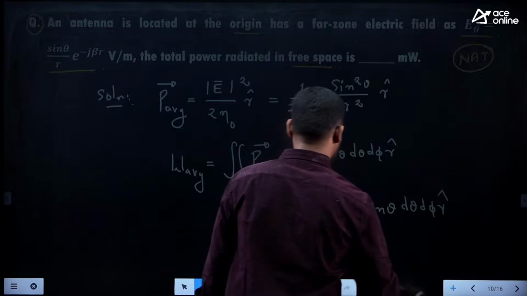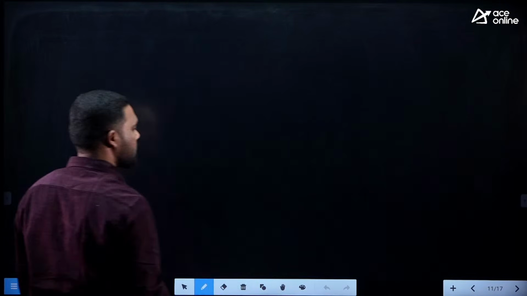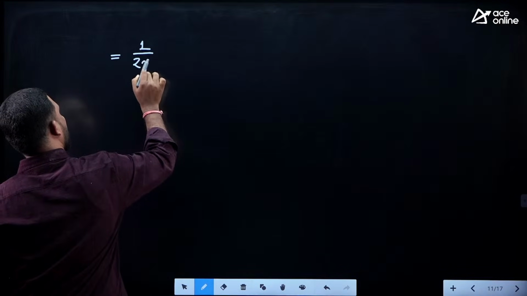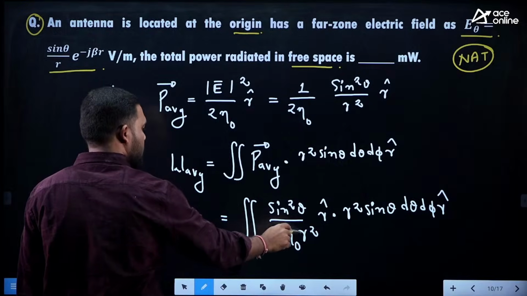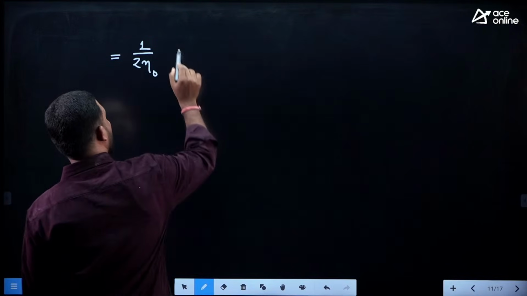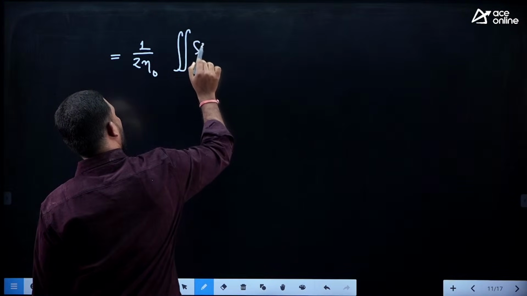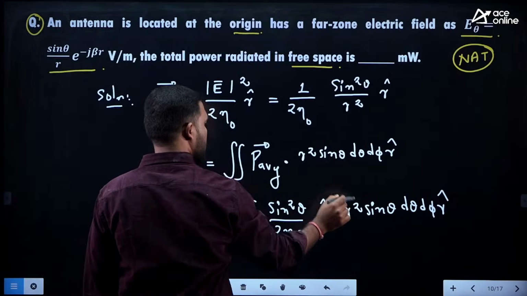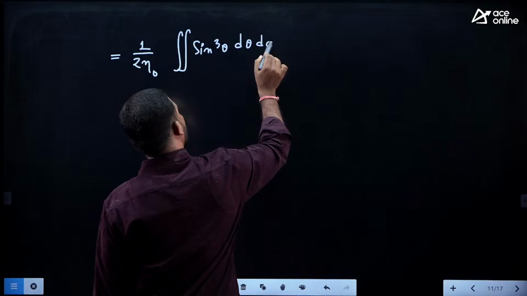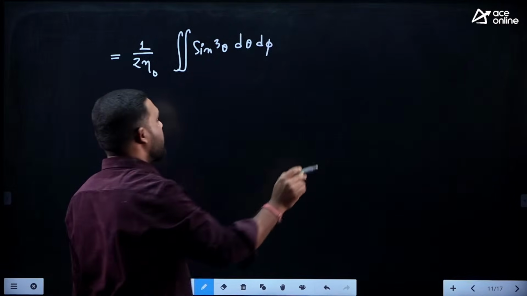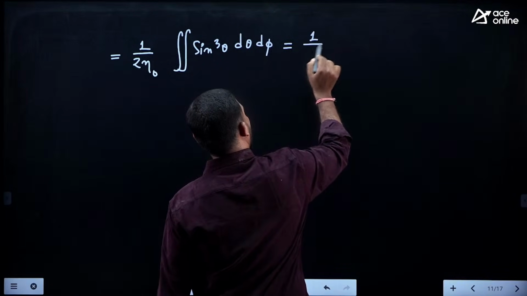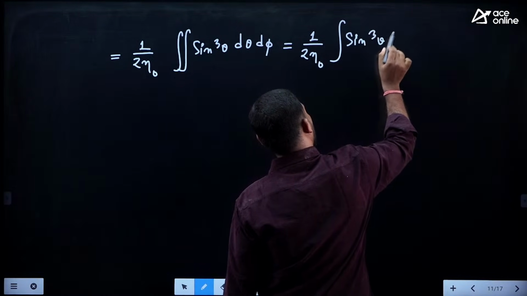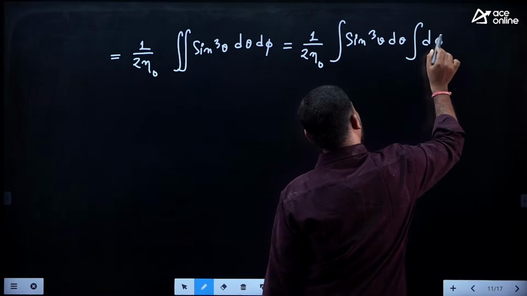I am going to turn the page here. So bring the constant outside. 1 divided by 2 into eta naught outside. So this r square will go. What you will be left with? It is sin cube theta into d theta d phi. So you need to perform this integral. 1 divided by 2 into eta naught into the integral of sin cube theta d theta d phi.